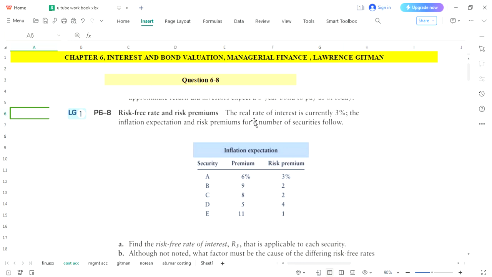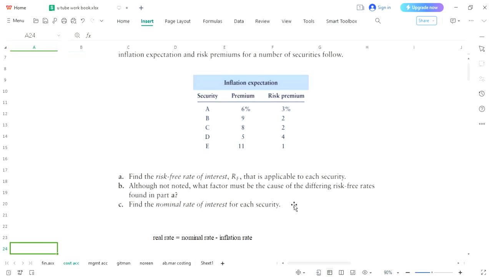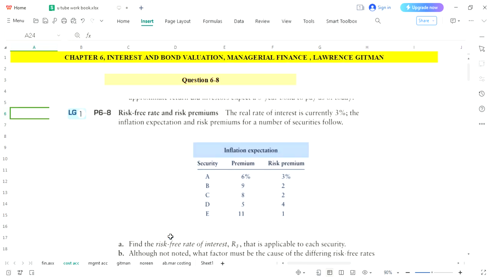Now the real rate of interest is 3%, which means the actual rate you are receiving after subtracting all economical barriers. You can see that real rate of interest, how do you calculate? By subtracting all economical barriers from nominal rate, you will get your real rate of interest. So this 3% is the rate after subtracting all the barriers present at that particular period of time. Inflation expectations are given here. Risk premium is also given.